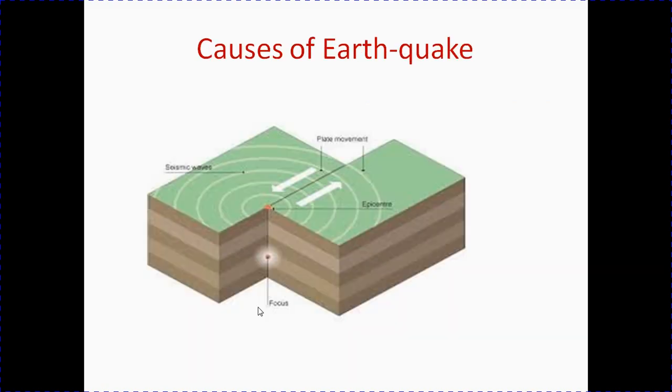Now, next for causes of earthquake. When the moving tectonic plates are sliding past one another in opposite direction. Look at the picture. Here we can see two rectangular shaped slabs, one sliding past another in opposite direction.